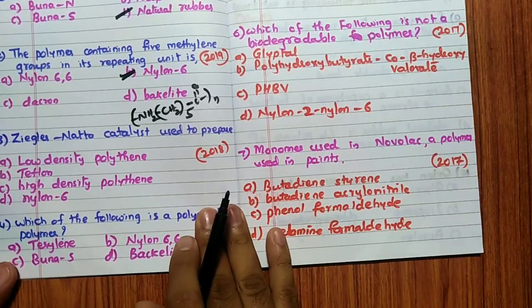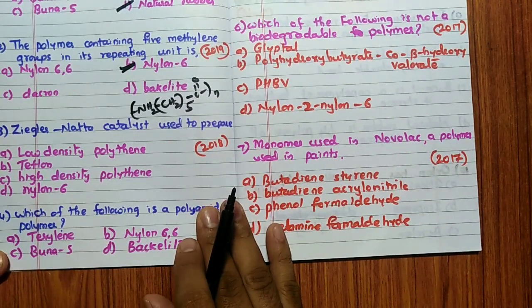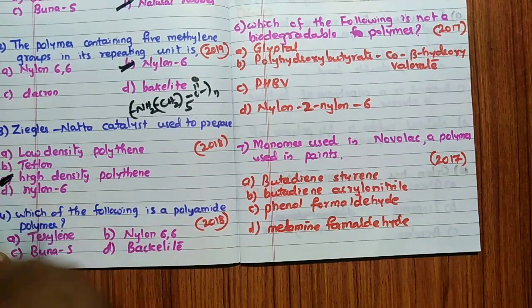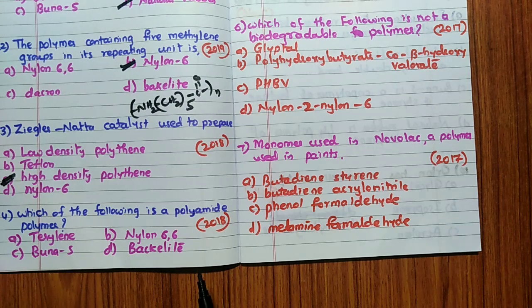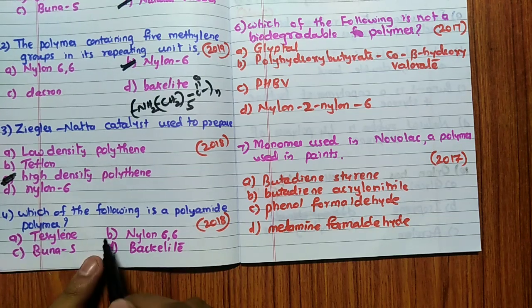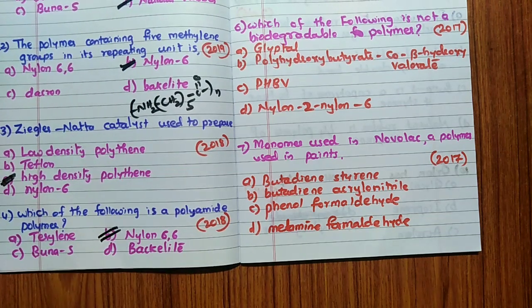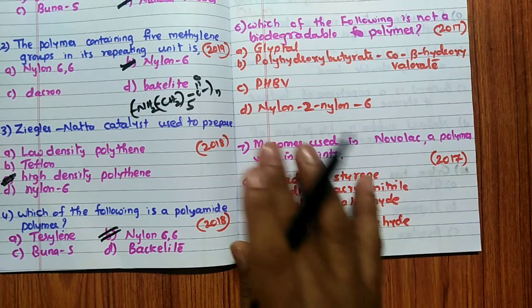The Ziegler-Natta catalyst is used to prepare, very simple, high density polyethylene, correct? So high density; the synopsis part should be very perfect. Which of the following is a polyamide polymer? Polyamide, so the amide linkage, CONH linkage, should be present in this case. I have given the list also; you can see it in the synopsis part. So nylon 6,6 is the answer for this.